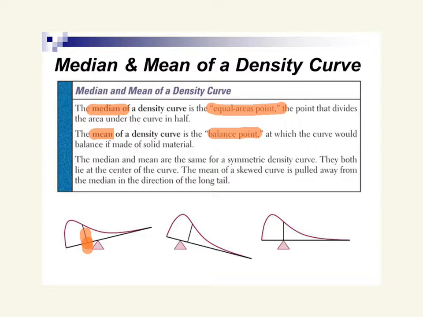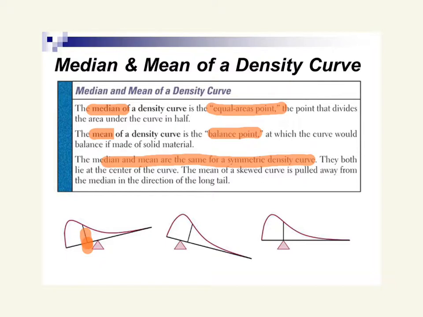So again, the mean will always be pulled away from the median in the direction of a longer skew, all right? And so we mentioned this back in chapter 1, that the median and the mean are the same for a symmetric density curve, and then again the mean is going to be pulled in the direction of the skew. So we want to keep those things in mind as we work with density curves.